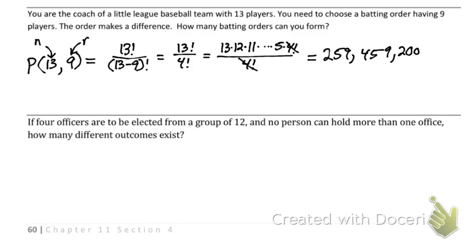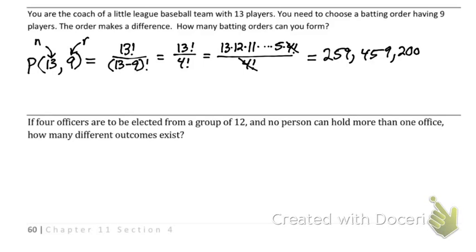All right, and that's how you calculate a permutation. We have one more to do, and that is if 4 officers are to be elected from a group of 12. Now, more often than not, I'll specify more about that. But with these offices, the office matters. We're talking about president, vice president, secretary, treasurer. I don't know. Those are 4 positions that are whole.